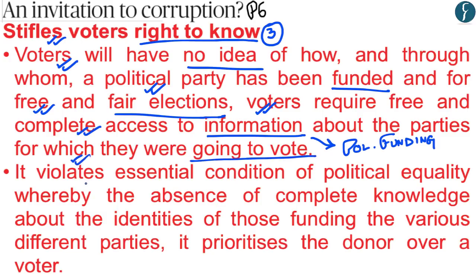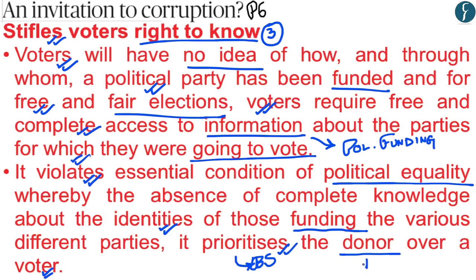And apart from this, according to the author, electoral bonds also violate the essential condition of political equality. Since voters do not know the identity of those corporates, companies, or individuals who are funding political parties, the electoral bond scheme prioritizes the donor above the voter, wherein it prioritizes the right to privacy of the donor over the right to information of the voter. And this is one of the main critiques of the electoral bond scheme.